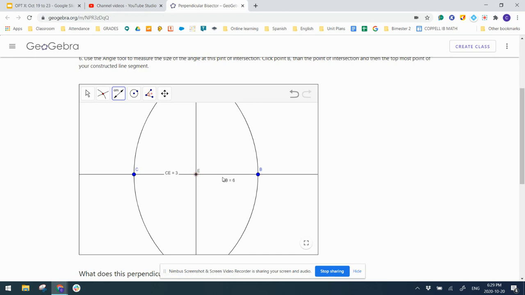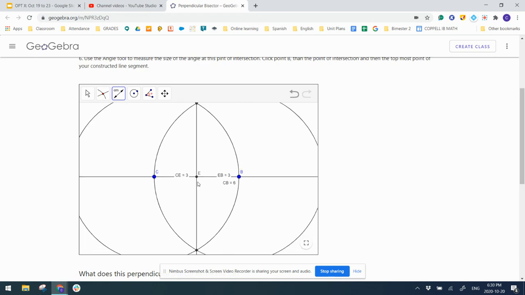And if this is a perpendicular bisector, meaning we cut it in half, this should be 3 as well, so that together we get the whole line segment of 6. So this is a bisector. We did cut the line in half. Now we have to make sure that it's perpendicular. We need to measure this angle and make sure that it's 90 degrees.